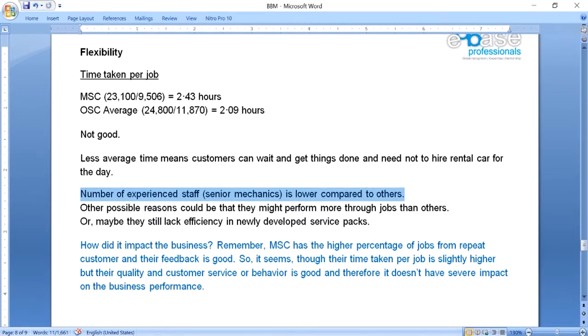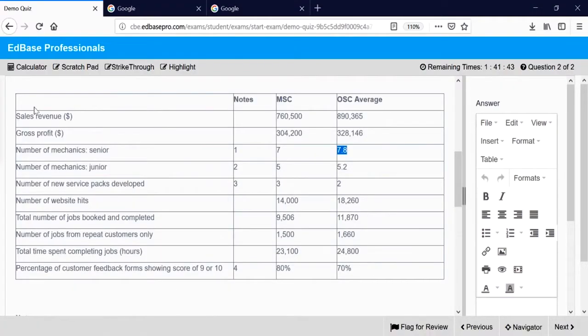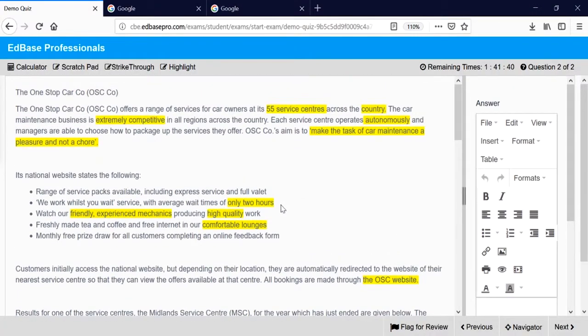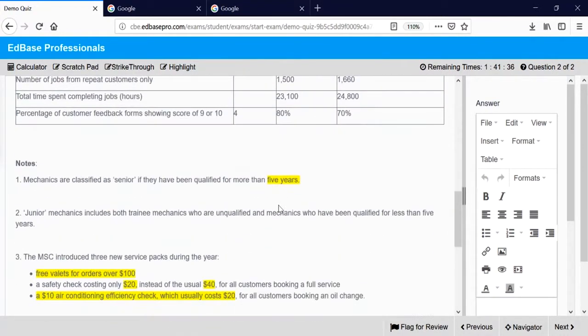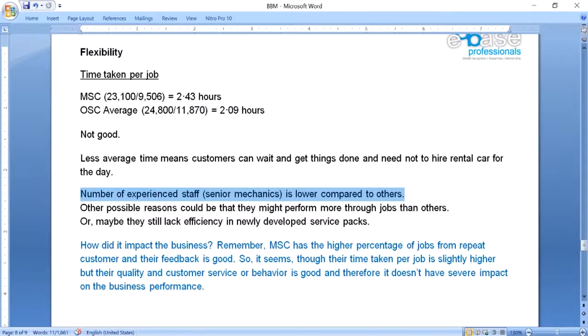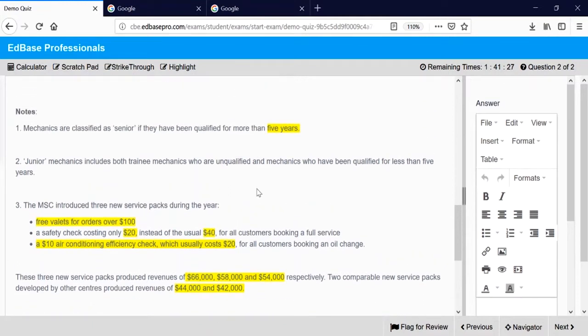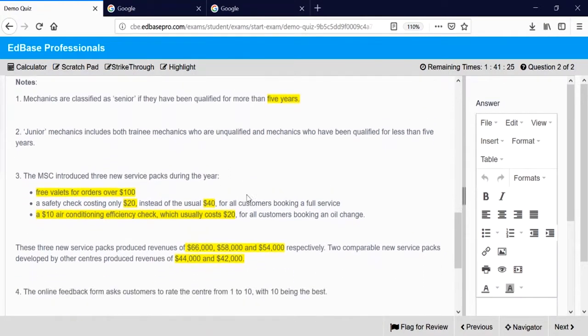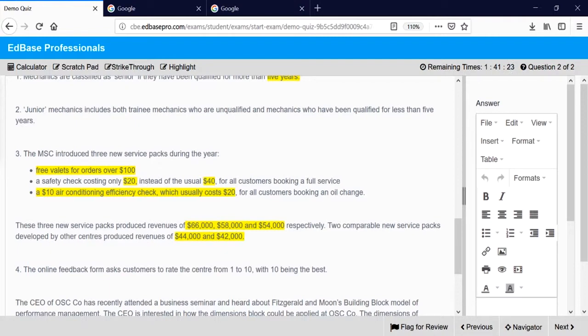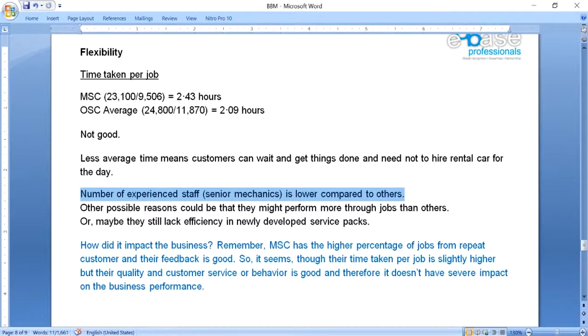Other possible reasons could be that we might perform more thorough jobs than others. That means the job we are performing. Remember, see the new packs, we have several items packed together. So maybe we are doing more thorough jobs, and that is why we are taking more time. Or maybe we still lack efficiency for the newly developed packages. Okay, so these are the possible reasons that you can state.